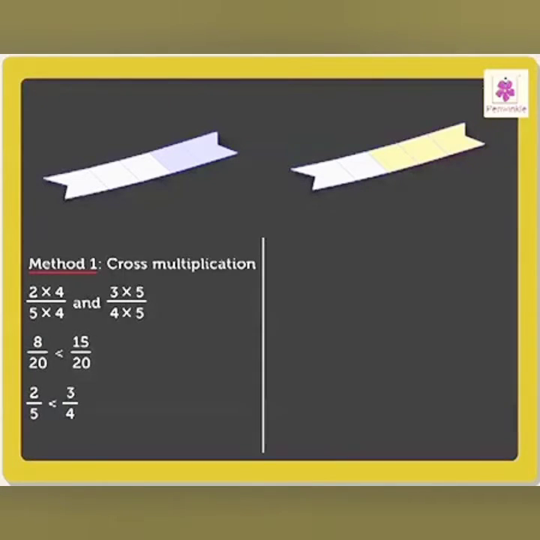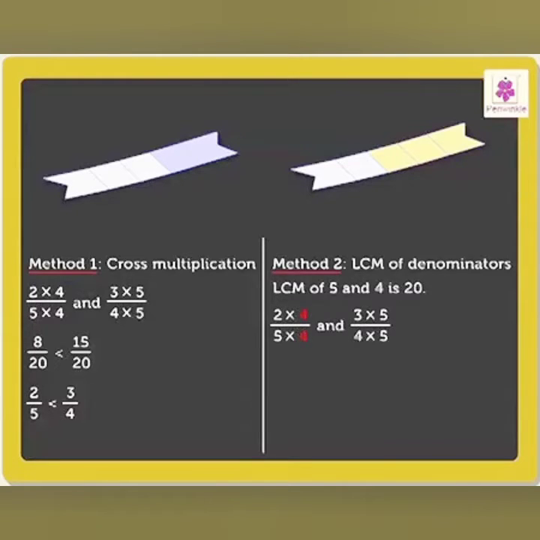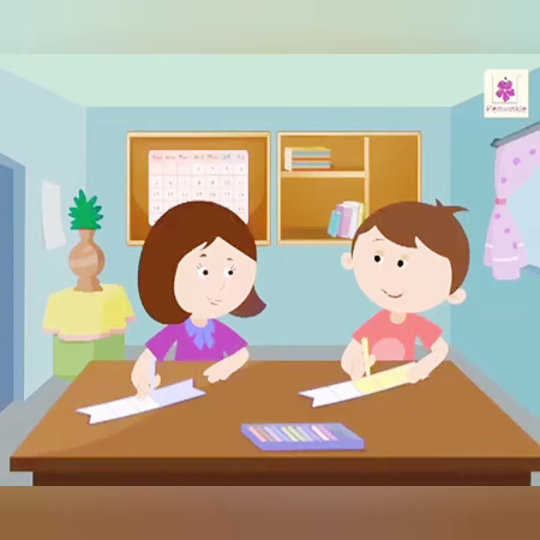We can also compare these fractions by taking the LCM of the denominators. Here, the LCM of 5 and 4 is 20. Next, we multiply the fractions with 4 and 5 respectively to get equivalent fractions. Now compare the like fractions. Here 8 upon 20 is smaller than 15 upon 20. Thus, 2/5 is less than 3/4. Andy is the winner in this round too, as he colored more of a ribbon.